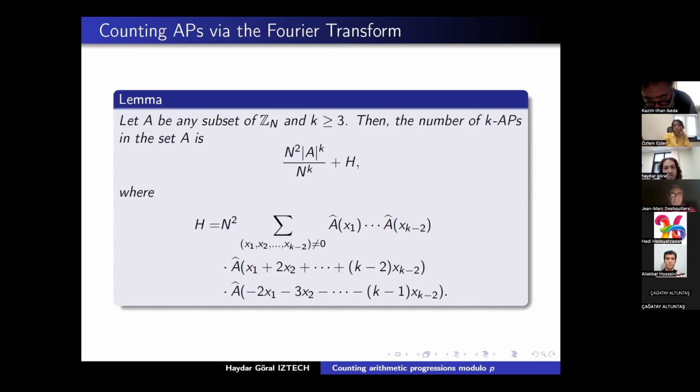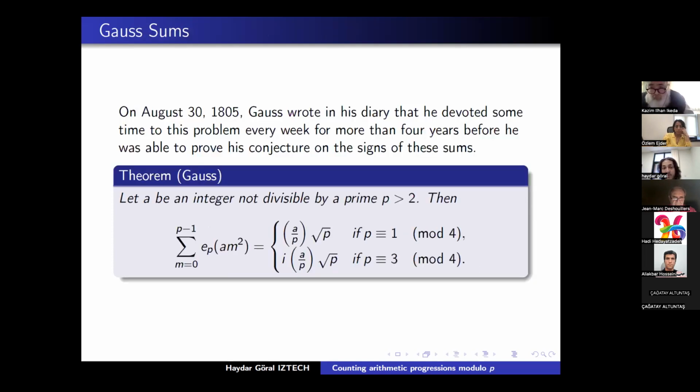But for our set, squares, the Fourier transform is actually good. Why? Because of the quadratic Gauss sum. The quadratic Gauss sum is: you have the additive character modulo p, and you evaluate it where your polynomial is a square polynomial, right? Like x squared.